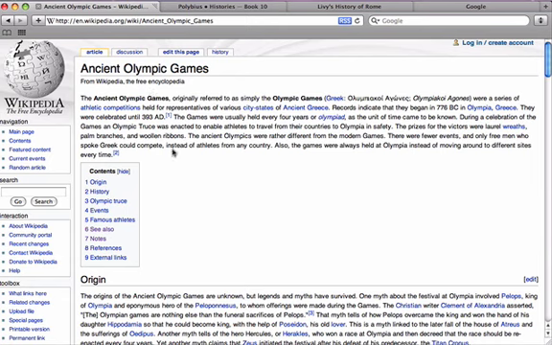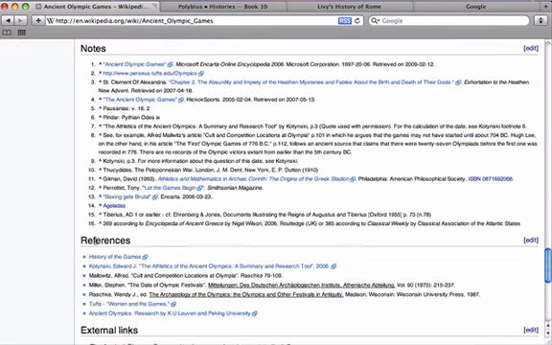And here there's an article on the ancient Olympic Games. It's much more detailed. Origin, history, Olympic truce, events. So one of the first things I like to do when I get to a new article is I like to look at the notes.